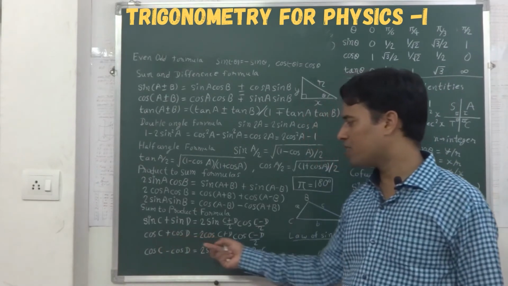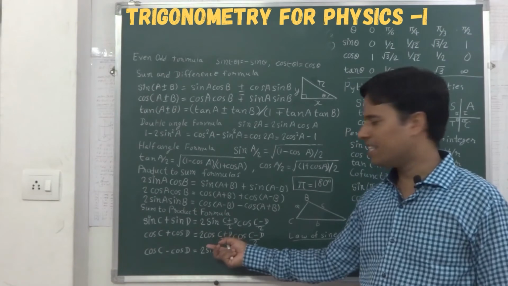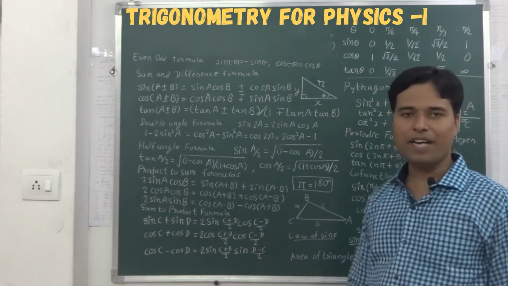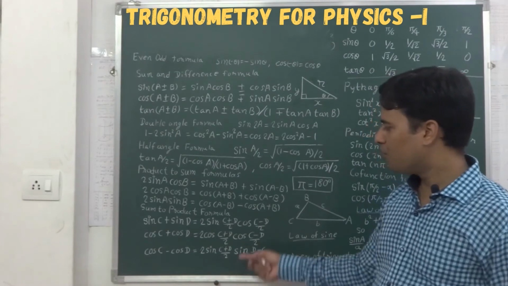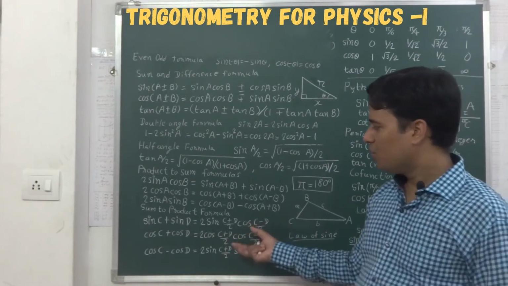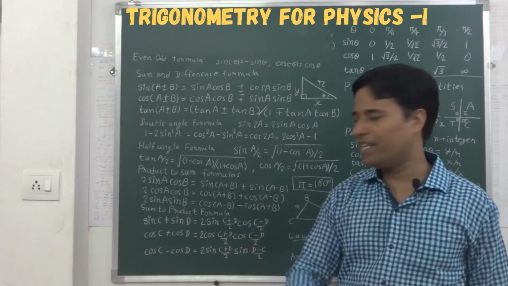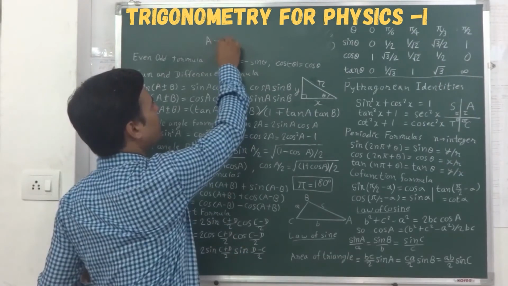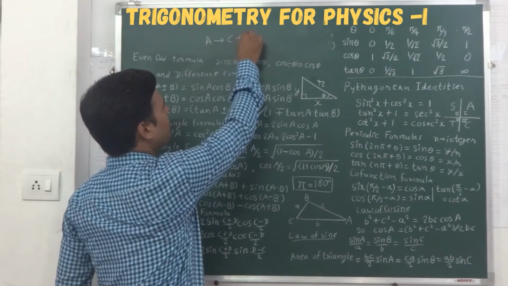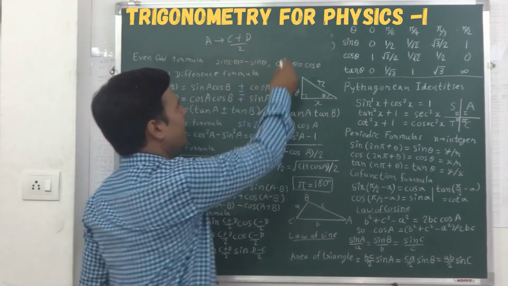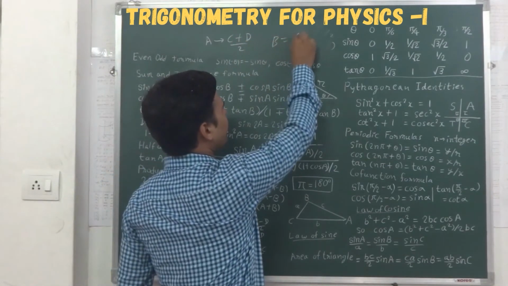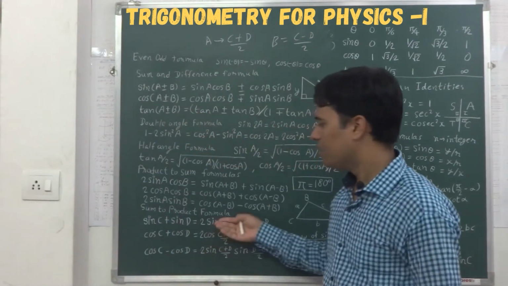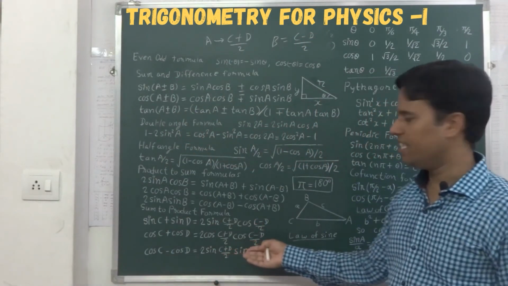Cos c plus cos d can be written as 2 cos (c plus d)/2 cos (c minus d)/2. You can find those formulas using some replacement. Write down here a is replaced by (c plus d)/2 and b is replaced by (c minus d)/2, and you will find those formulas very easily.